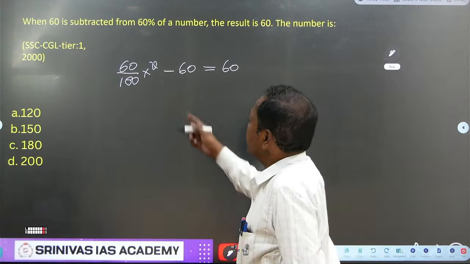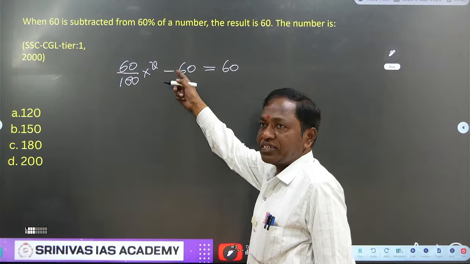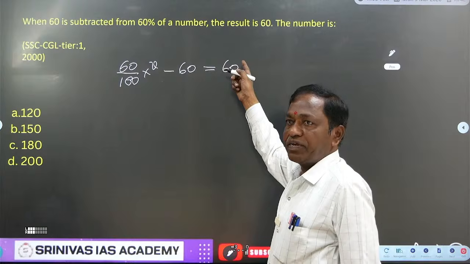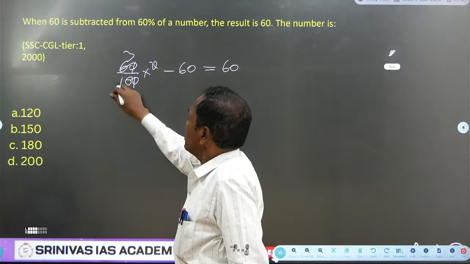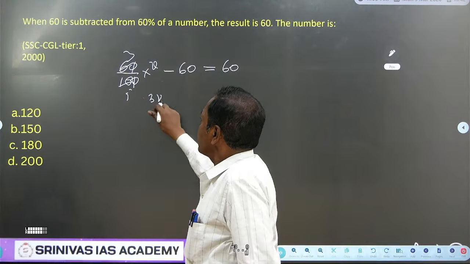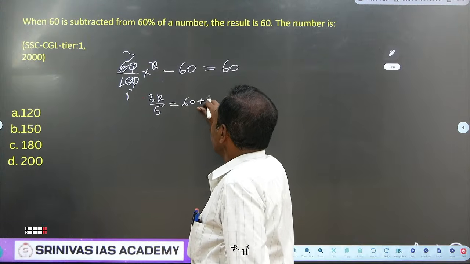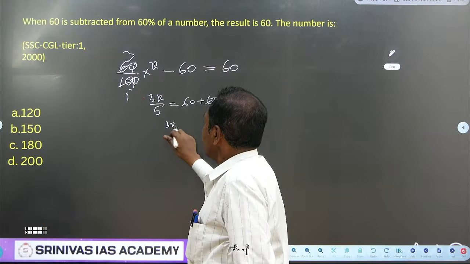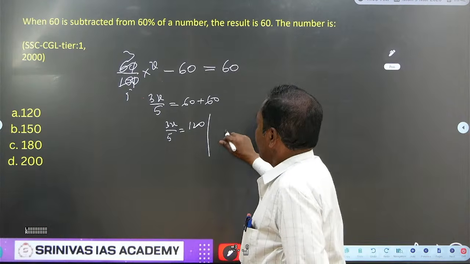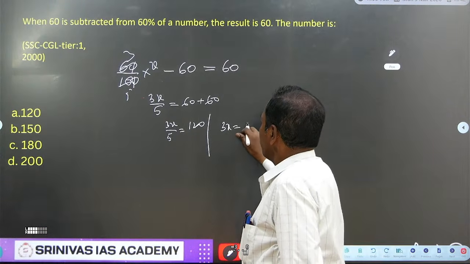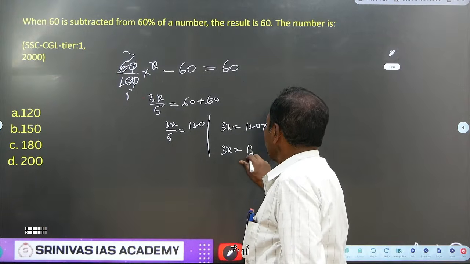Now we can solve. We can shift. This is the x value. You cannot substitute here, but the minus 60 can be shifted to the right hand side. That becomes plus 60. Now these zeros cancel. 2 3s are 6, 2 5s are 10. So 3x by 5 equals 60 plus 60. 3x by 5 is equal to what? 120. What is the next step? 3x equals 120 into 5.